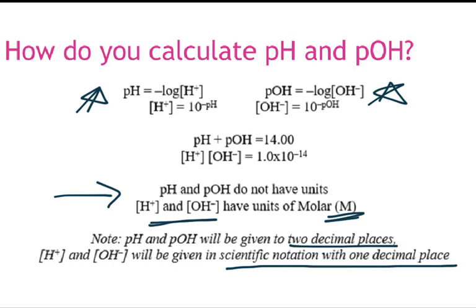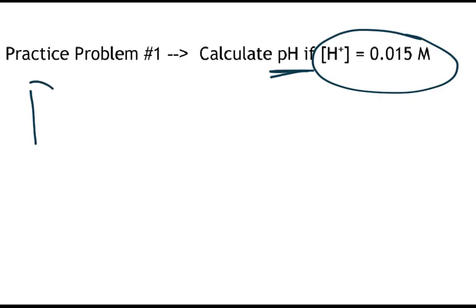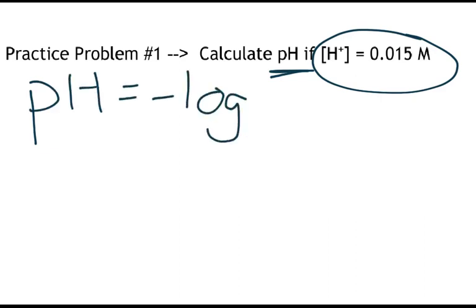So what I'm going to do right now is I'm going to go through some practice problems with you. So here's one. It says calculate the pH if the concentration of hydrogen is 0.015 molar. So in this case, our given is the concentration of hydrogen and our unknown is pH.